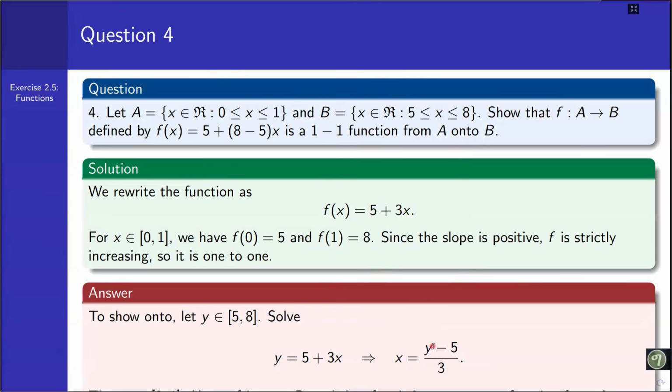When y is selected from this set, and x is from 0 to 1. So let's see, this is already defined. For every element selected from this one, we can find a single x which is a pre-image within the element of this one, that is A, so that this function is an onto function. It is an onto function.